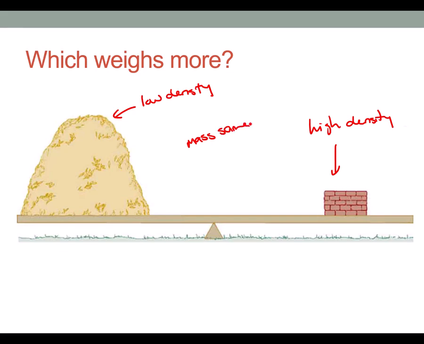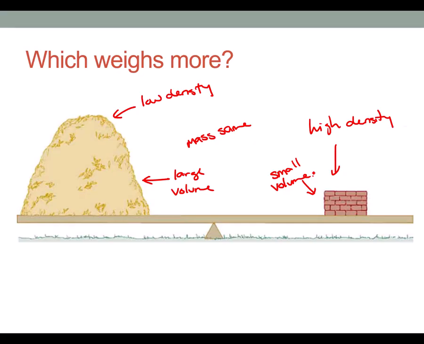But if the mass is the same and the densities are different, that's going to require a different volume. So our low density is going to have a large volume, and our high density will have a small volume.